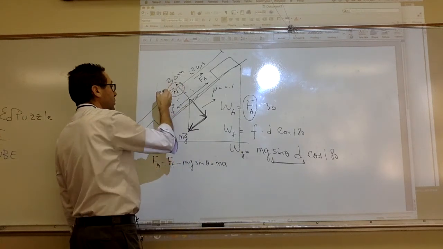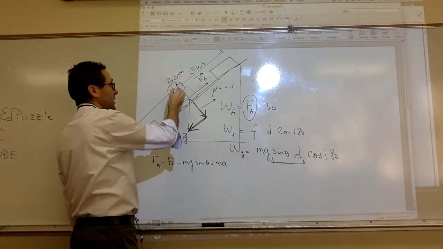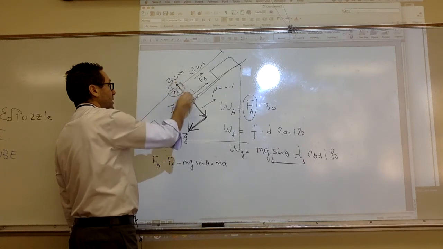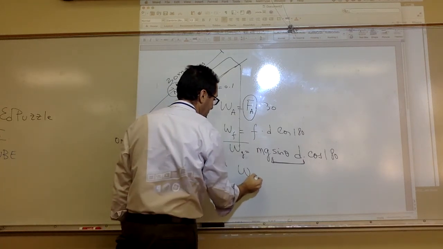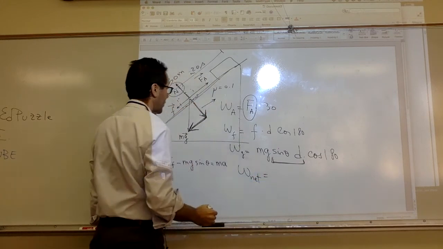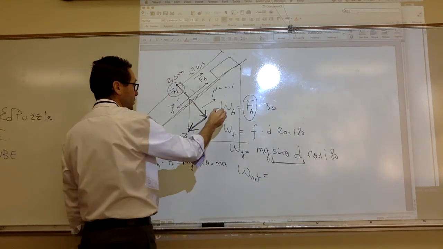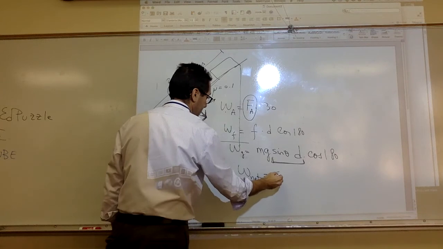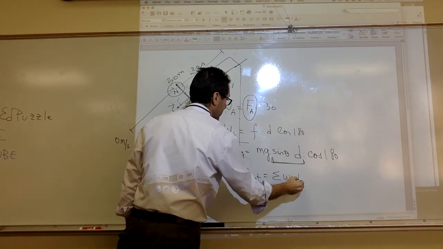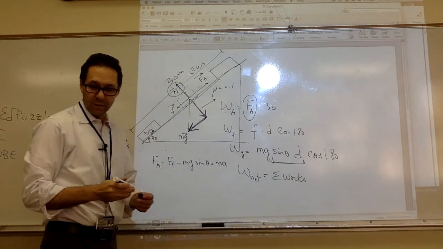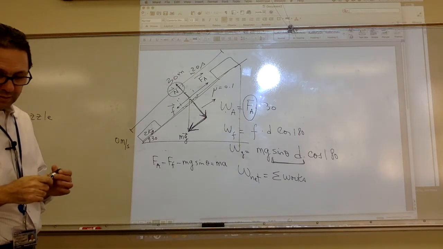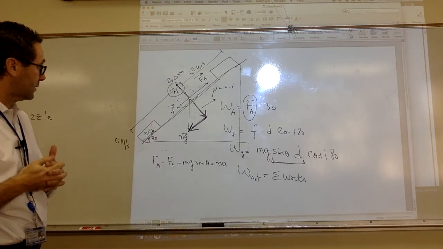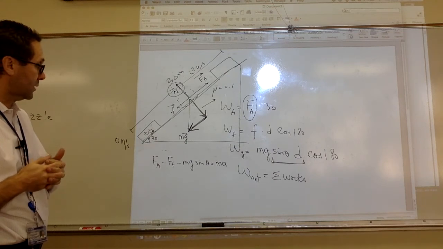The work done by the normal force is just zero, because no matter what you do, it's always going to be perpendicular to the direction of travel. Then if I want to find the net work done on this block, all you have to do is add up all these three. So the sum of the works. All right? And that's work for you and power.